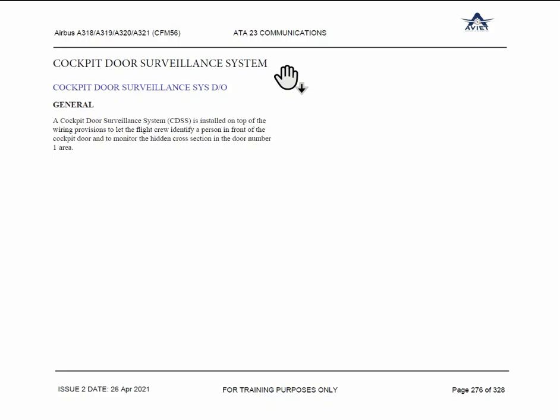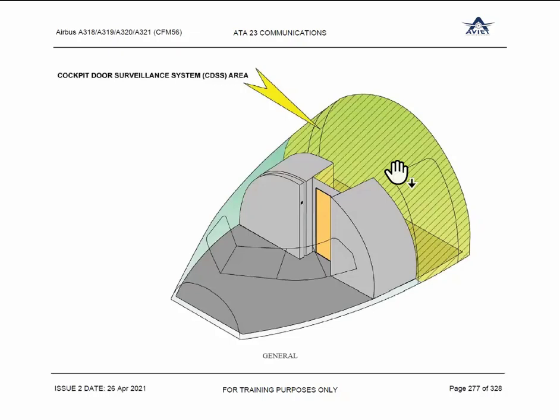What is a cockpit door surveillance system? The cockpit door surveillance system is installed on top of the wiring provision to let the flight crew identify a person in front of the cockpit door and monitor the activity inside the cabin.